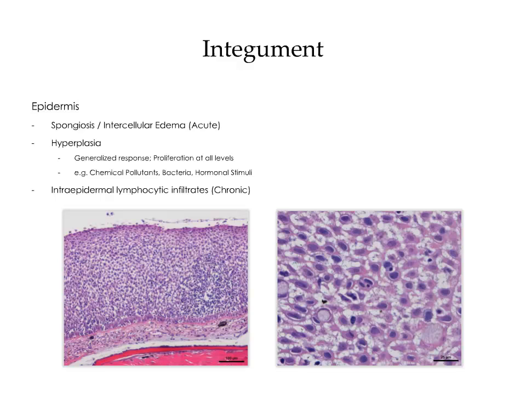Epidermal hyperplasia is a generalized response to irritation, whether it's in response to chemical pollutants, bacteria, or hormonal stimuli. Proliferation of the Malpighian cells will occur at all levels of the epidermis. Chronic inflammation of the epidermis will be associated with intraepidermal lymphocytic infiltrates. Within the images below, you can see all three of these processes occurring simultaneously, including epidermal proliferation, spongiosis, and intraepidermal lymphocytic infiltrates.